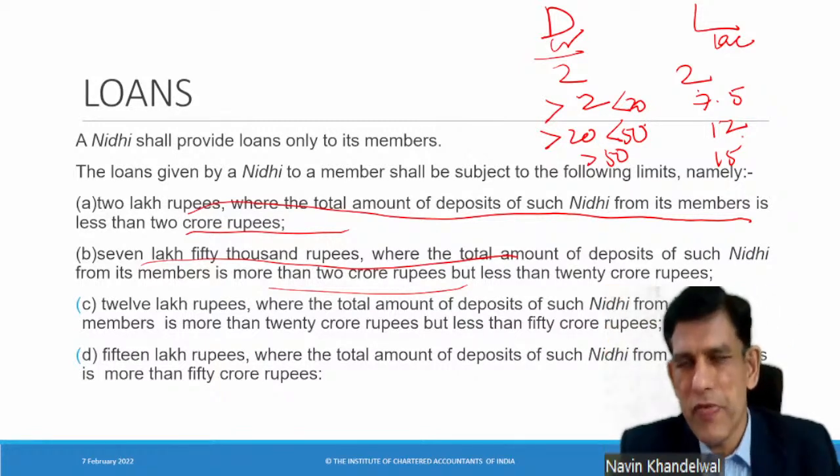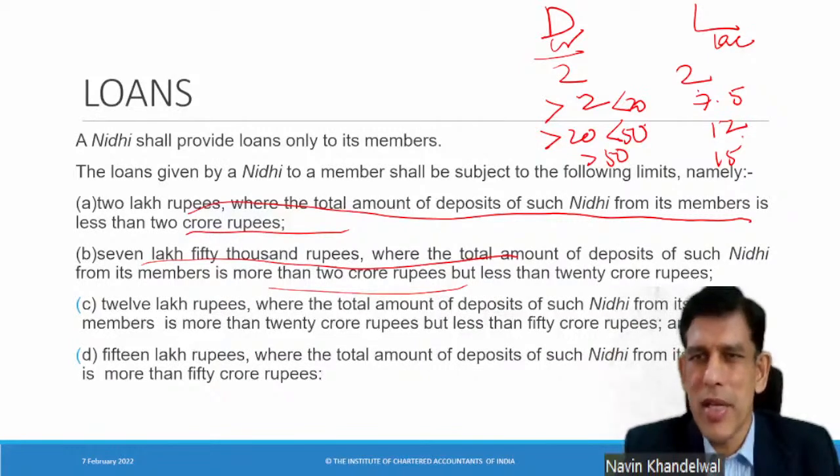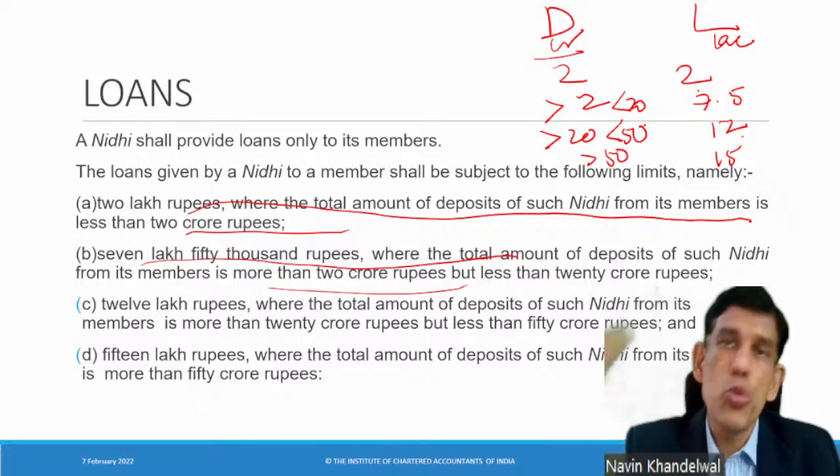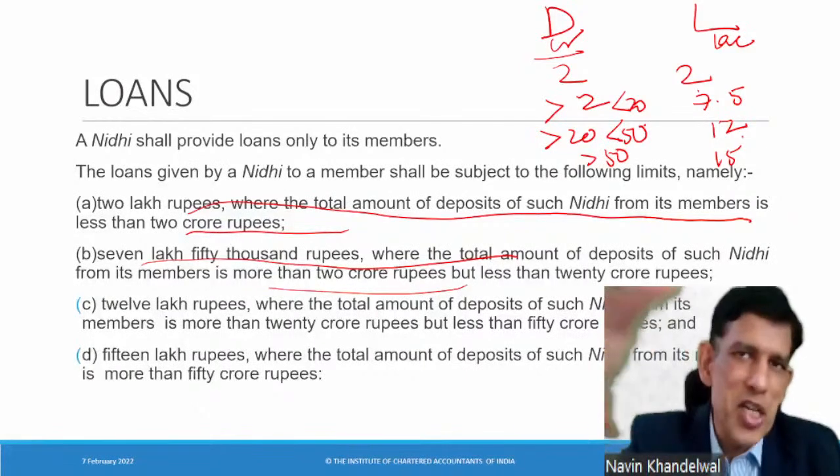This could be an exam question. So please remember this chart table of the slabs of the amount of loan given to each individual member.